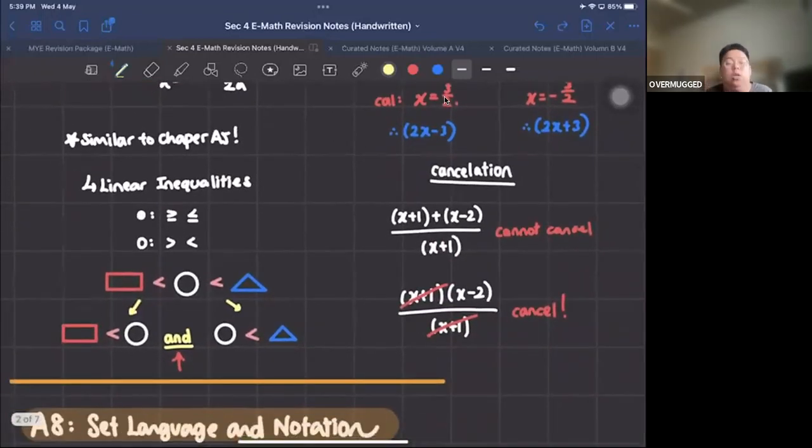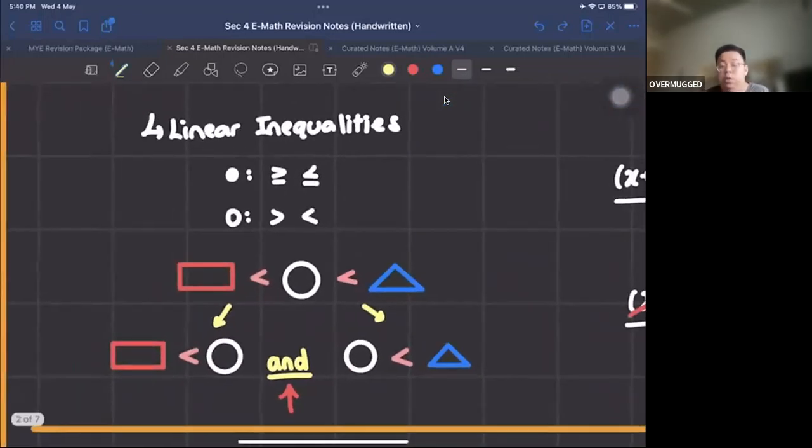And the last one will be the linear inequalities part. So just now in the start, when I mentioned linear inequalities, whenever you're given 3 sets of inequalities, which is most of the time how they test, remember that you're splitting up the first 2 and then the back 2. So use this visual representation here to memorize. Square less than circle less than triangle. The square is less than the circle and the circle is less than the triangle. Then you solve them respectively, solve for the final answer.